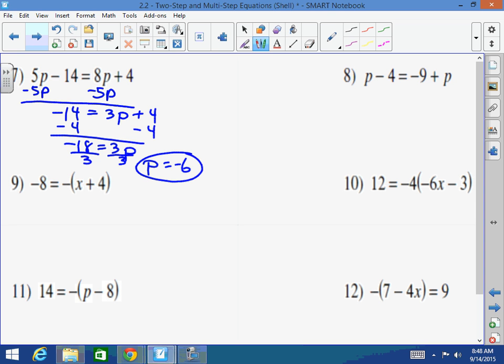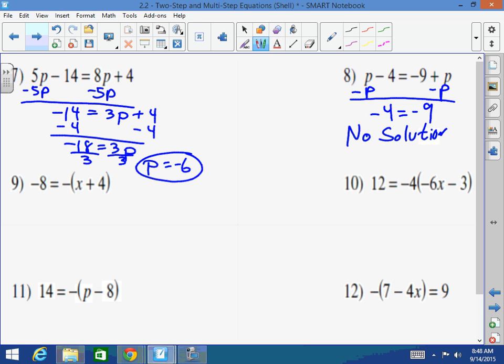Tell me, what do I do here? Subtract what? Okay, tell me what to do. Subtract which one? There you go. Subtract p to both sides. Very good. But I'm left with negative 4 equals negative 9. Is that a true statement? So what would that be? No solution. You guys are on fire.